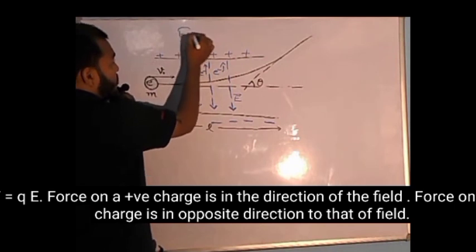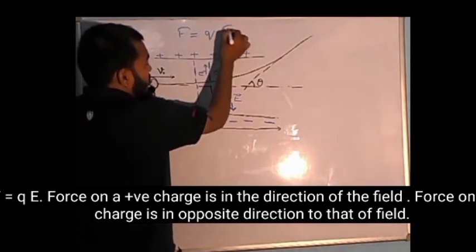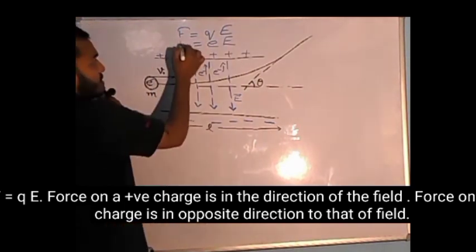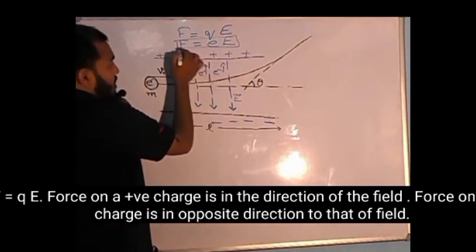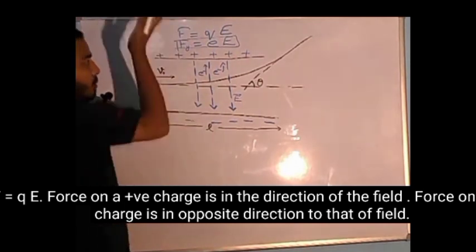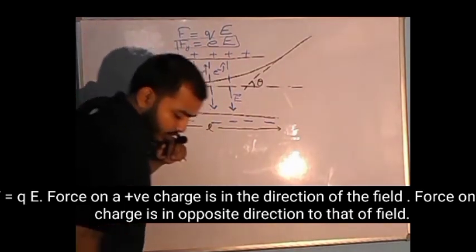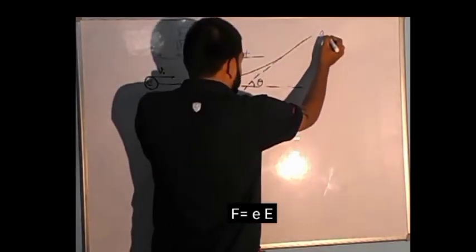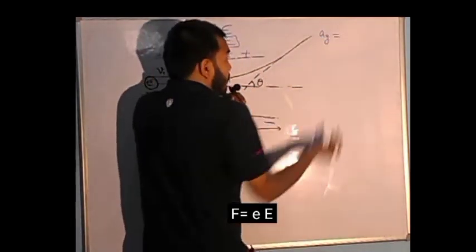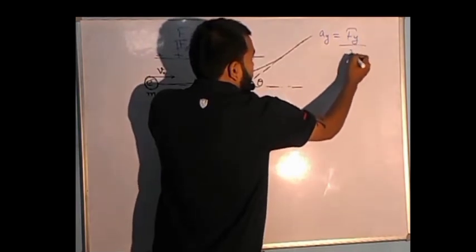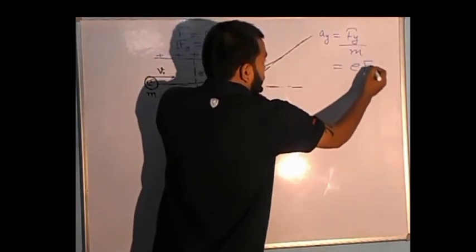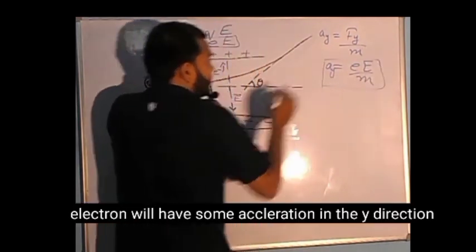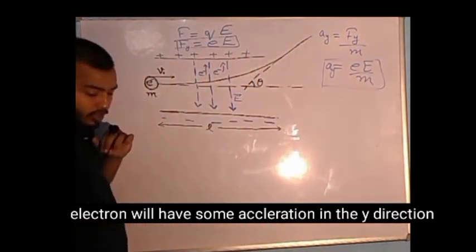So the force on the electron must be equal to the charge of the electron multiplied by E. The charge of the electron is small e, so the force is e times E, acting in the y direction, vertically upward. Now due to this force, the electron will have some acceleration in the y direction, where the formula for acceleration is force divided by mass. So the acceleration of the electron in the vertically upward direction is eE divided by m.